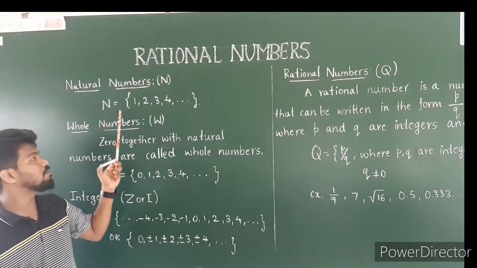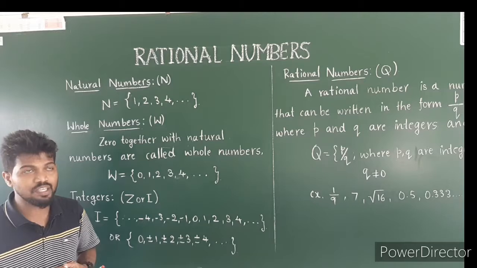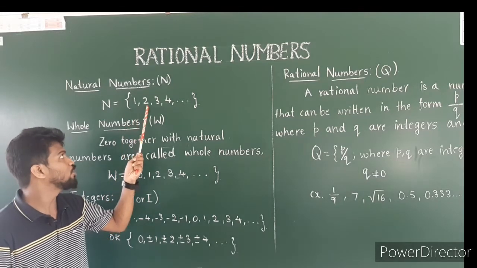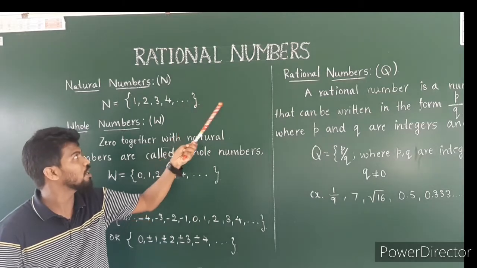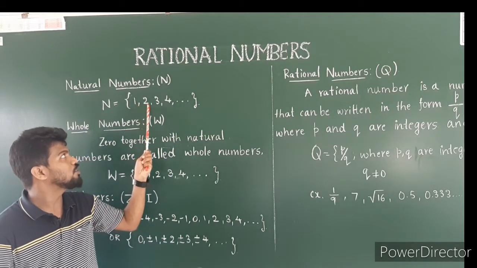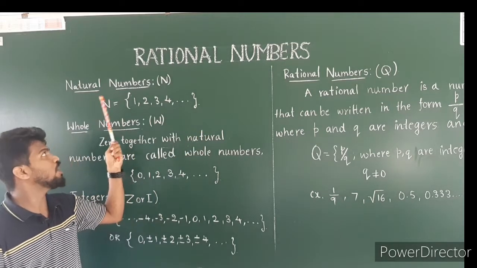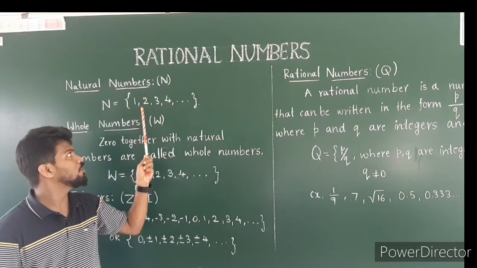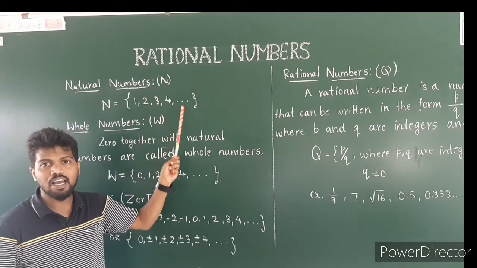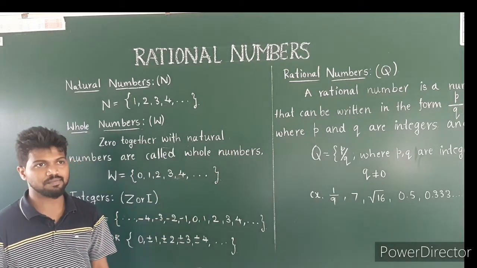So natural numbers are counting numbers. Therefore 1, 2, 3, 4, 5, and so on. So 1, 2, 3, 4 are called natural or counting numbers.